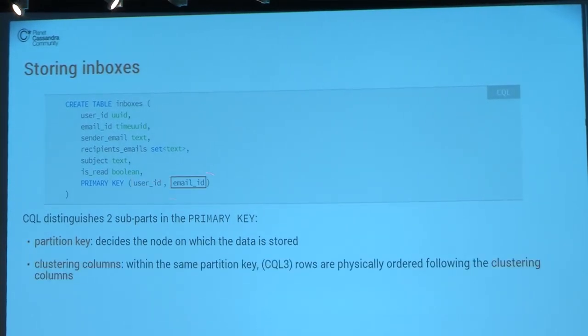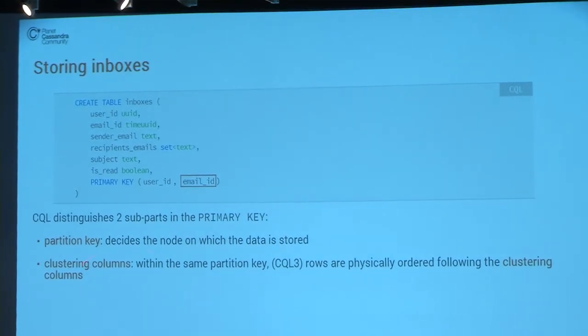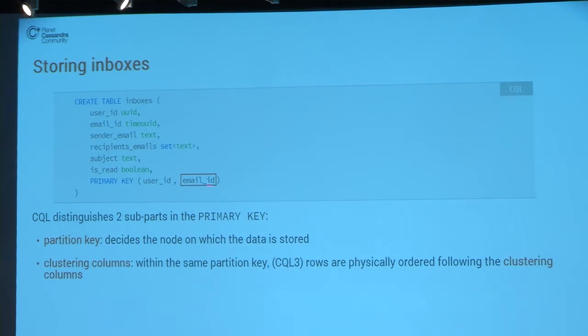And the second part of my primary key here is what we call the clustering column. Actually, clustering columns because you can have more than that. So if you have 3 elements, the first one is the partition key, and the rest is what we call the clustering columns. In that case, I only have 1. So the clustering columns tell me that within the same partition, so for the same value of the partition keys, the CQL3 rows will be physically ordered following those clustering columns. Okay? In that case, that's the email ID. The email ID is a time UID, and the time UIDs in Cassandra sort by the timestamp that the time UID actually contains. What that means is that for a given user, all my email will be sorted by their creation time, which is exactly what I want.